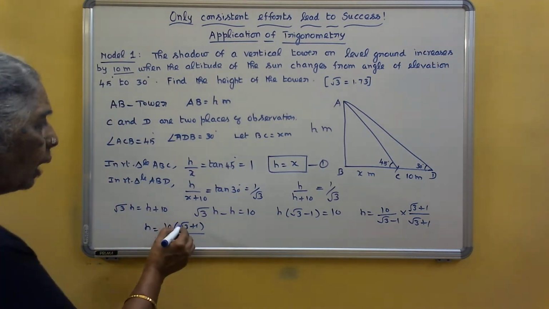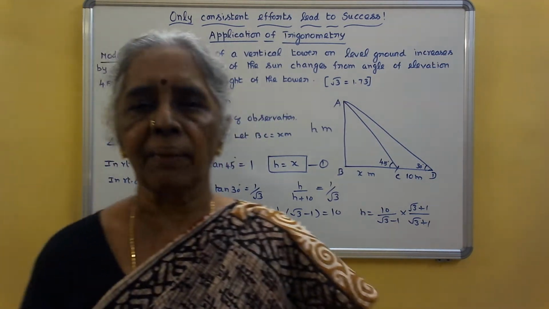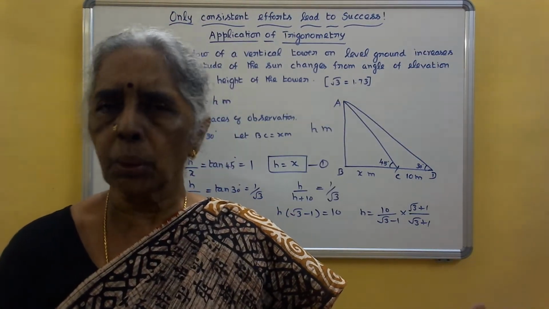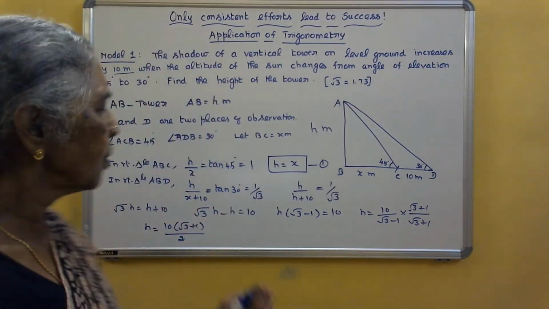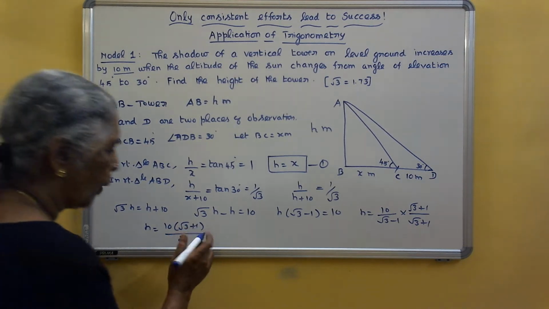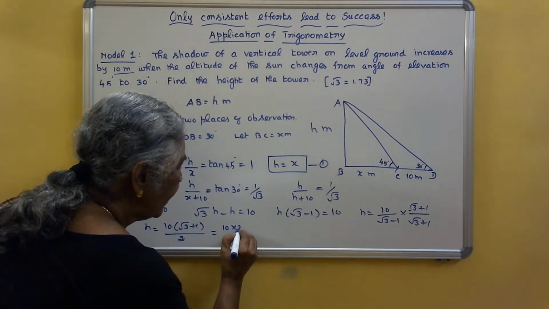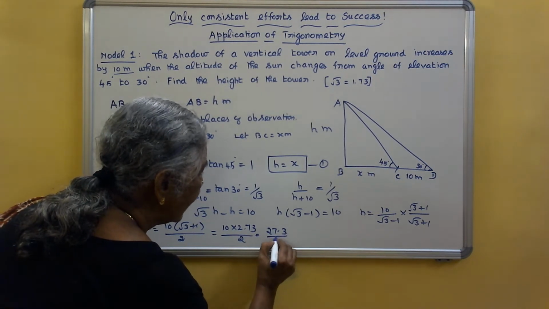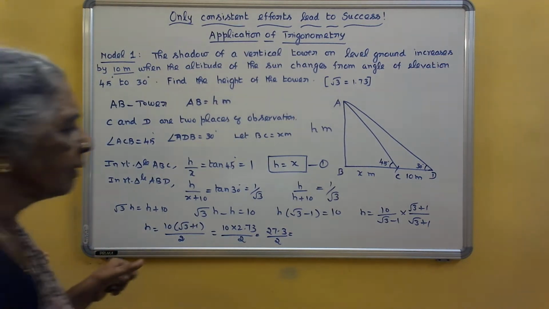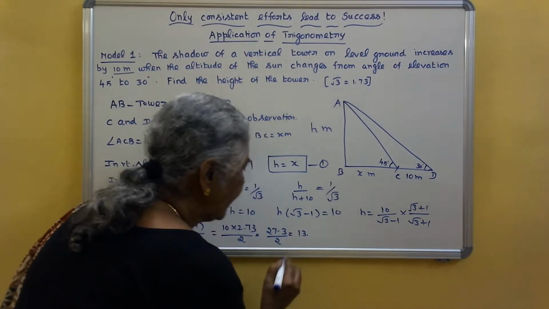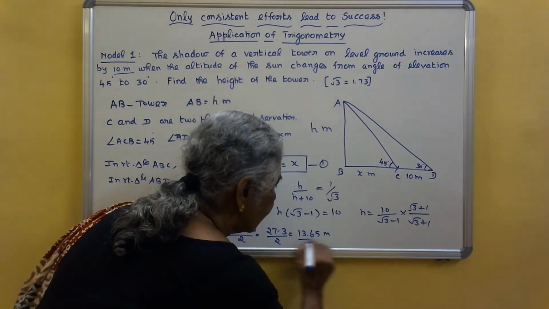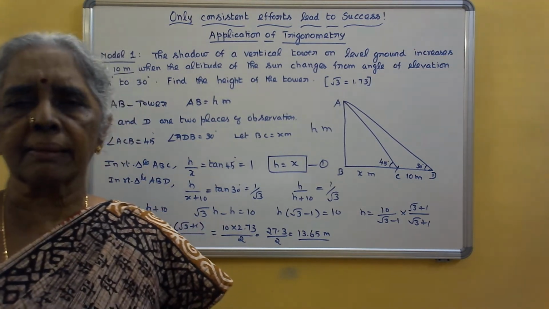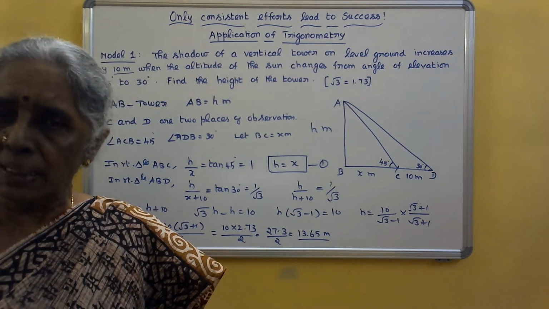Anyway, you can do it. Now, they have given root 3 is 1.73. In some sums, they will give 1.732. So, whatever they give, you can use it. Okay. So, now, this is 1.73 plus 1, so 2.73. 10 into 2.73 divided by 2. So, it is 27.3 divided by 2, right? So you will get 13.65 meter. Then write it in words. Height of the tower is equal to 13.65 meter. So I hope this is clear.